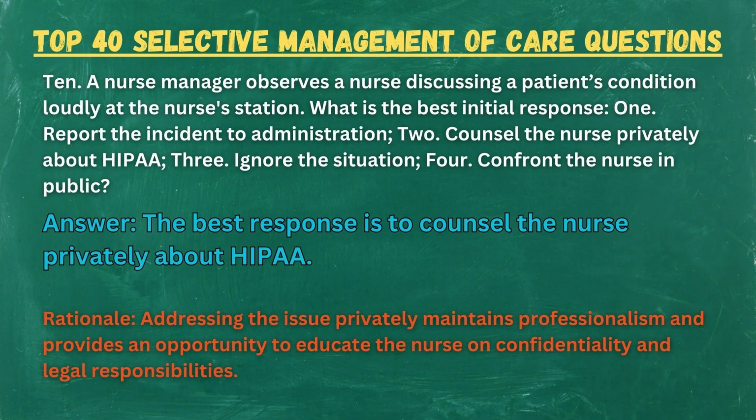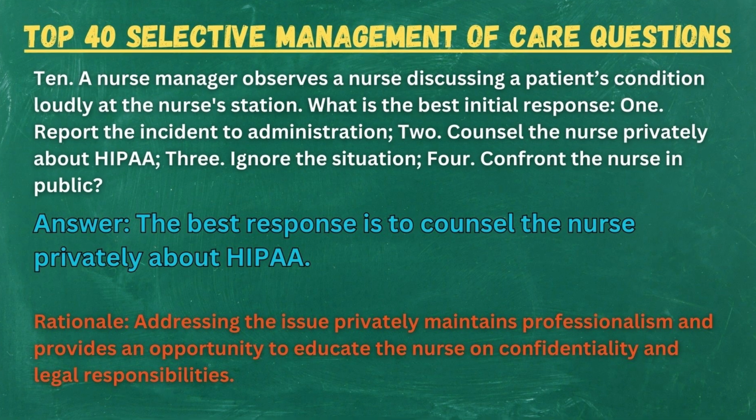What is the best initial response? 1. Report the incident to administration. 2. Counsel the nurse privately about HIPAA. 3. Ignore the situation. 4. Confront the nurse in public? Answer: The best response is to counsel the nurse privately about HIPAA. Rationale: Addressing the issue privately maintains professionalism and provides an opportunity to educate the nurse on confidentiality and legal responsibilities.